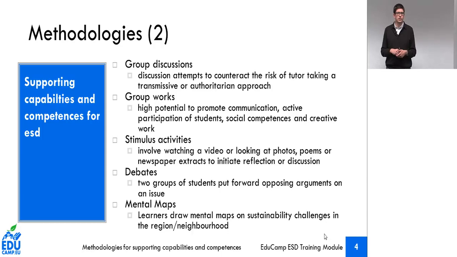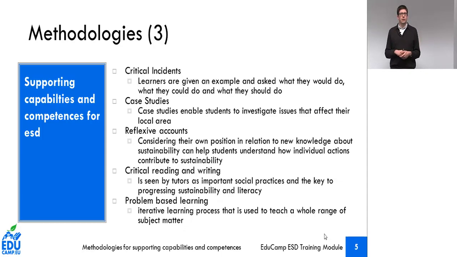Next slide of methodologies, and again I just point them out very briefly. It's about critical incidents, where learners are given an example and asked what they would do, what they could do and what they should do. So to tackle different situations. Case studies, I think we all know about case studies, where we point out different cases and stories.